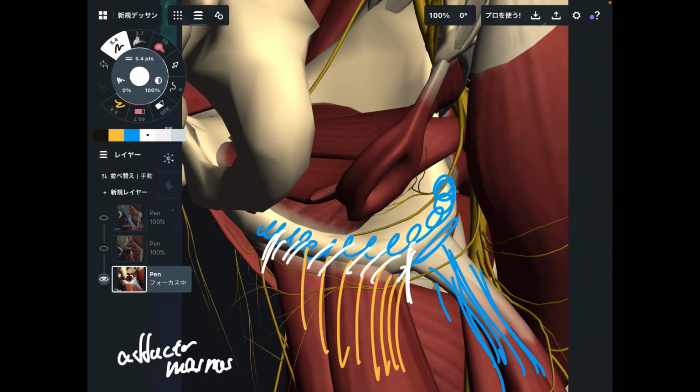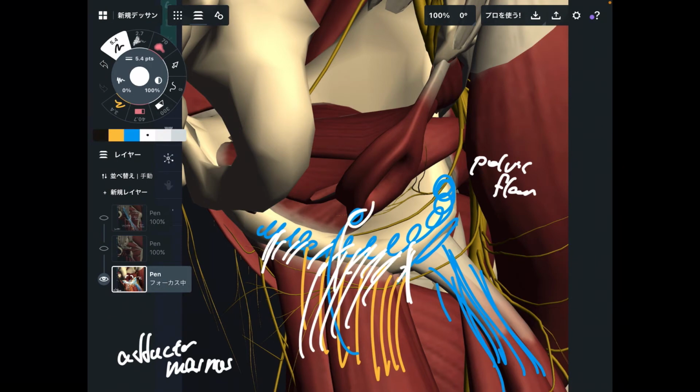Then what kind of myofascial connection is there? You can follow the myofascial connection from the adductor to the pelvic floor. This is a quick review from the last video. Adductor muscles to pelvic floor. If the adductor muscle gets tight, that may affect the pelvic floor. Vice versa, if the pelvic floor gets tight, that may affect the adductor muscles. So this is a very deep connection.